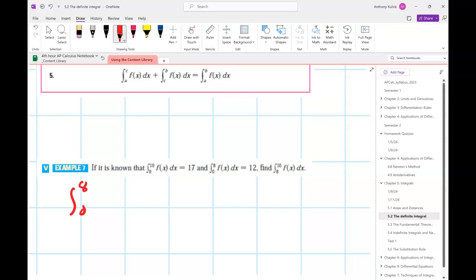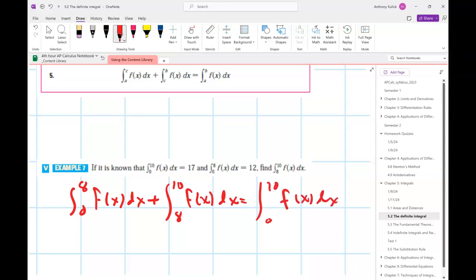So I can say the integral from 0 to 8 of f of x dx plus the integral from 8 to 10 of f of x dx equals the integral from 0 to 10 of f of x dx. Everybody's okay with that? I'm told that this value is 12 and this value is 17. What does that value have to be then?